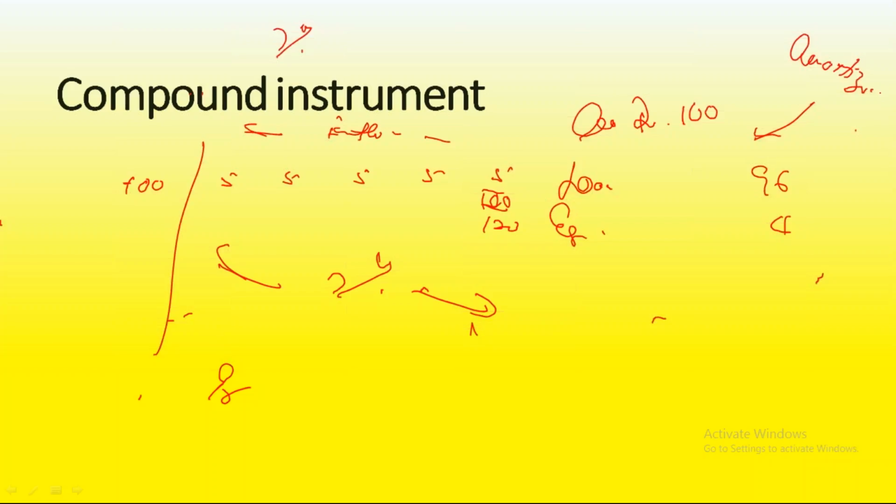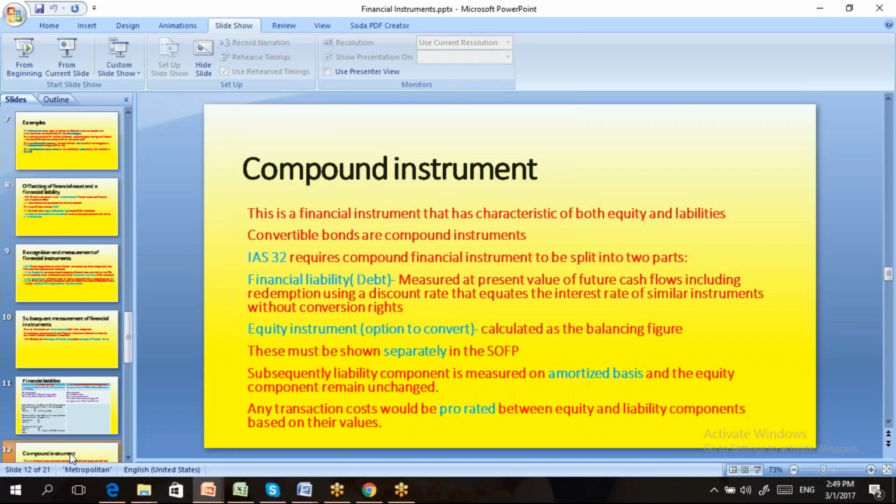We look at the first part, the liability component. We discount it at the unconvertible rate. Take that figure, that is the loan component. The balancing figure between cash and the loan component is the equity component. And the loan component we treat like a normal financial liability on the amortized basis, but the equity component we keep as it is. That's all I need to tell you about that one.